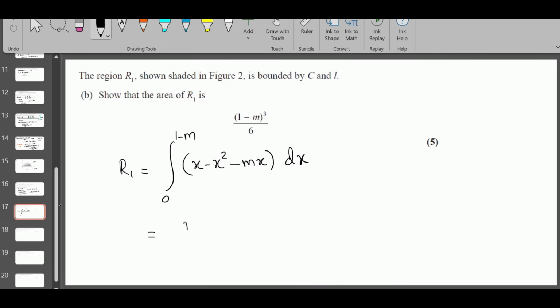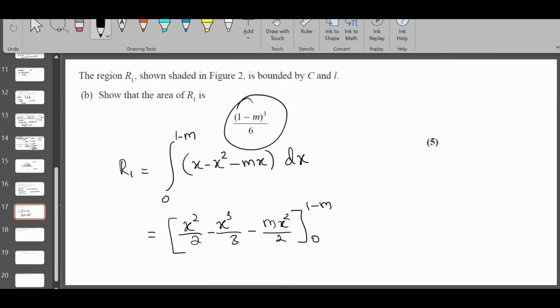So that's going to be x square over 2 minus x cube over 3 minus m x square over 2, from 0 to 1 minus m. Oh, it's a 5-mark question because you need to sub in the x coordinate at the upper limit in the place of x and then simplify it to this. When you sub in the lower limit, everything will be 0. So just sub in the upper limit.